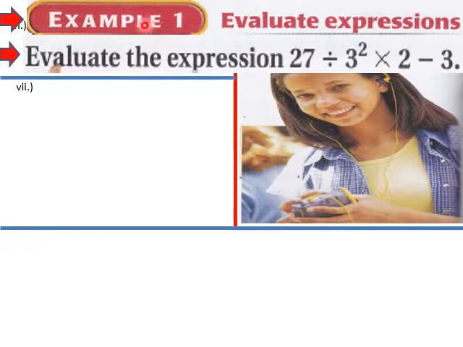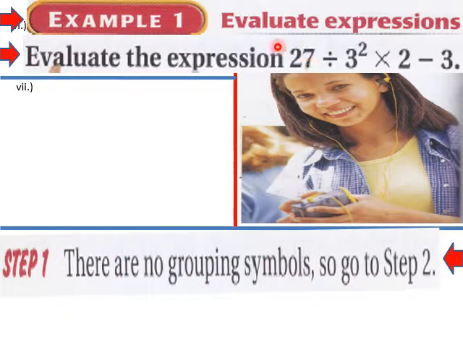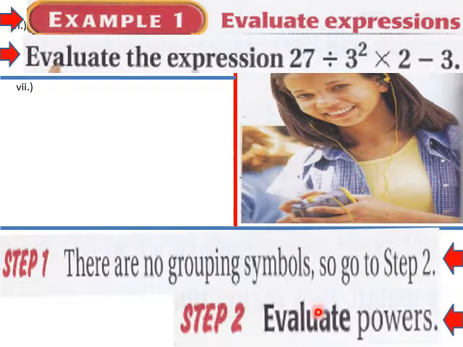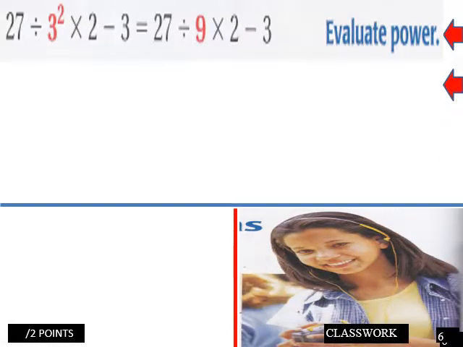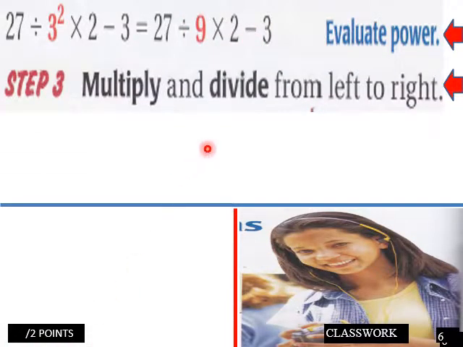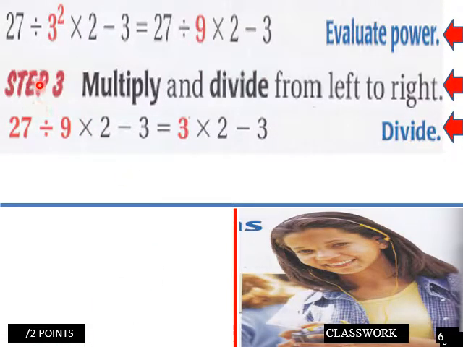Okay, evaluate expressions here. Example 1, evaluate this expression. There are no grouping symbols, no parentheses here. So go to step 2, evaluate the powers. We do have a power there. The power will be 3 squared, 27 divided by 3 squared. So we could jump over here, 27 divided by 9 times 2 minus 3. Multiply and divide now from left to right.